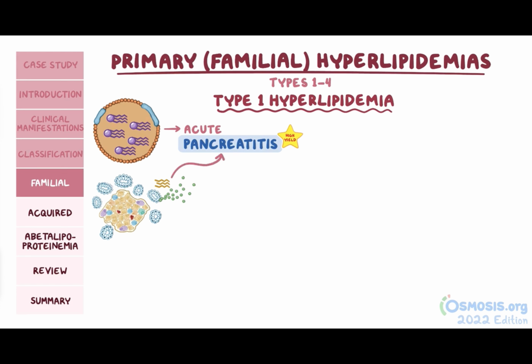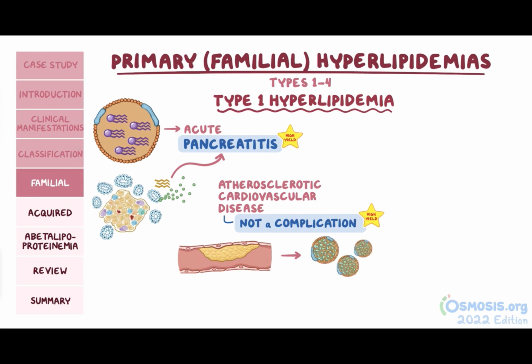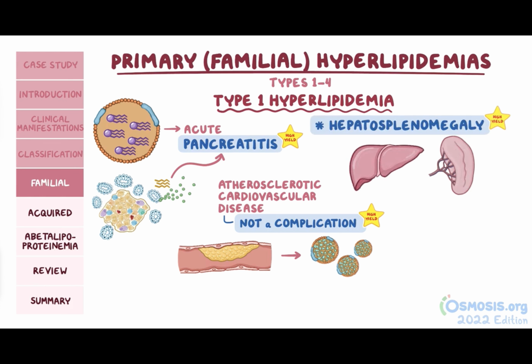Another unique feature of type 1 hyperlipidemia is that atherosclerotic cardiovascular disease is not a complication. That's because the development of an atherosclerotic plaque is usually related to the elevation of other lipoproteins, like low-density lipoprotein, or LDL, and not related to the elevation of chylomicrons. Finally, people with this condition can develop hepatosplenomegaly. An important clue that might appear on your exams is that when fasting serum is chilled, the chylomicrons will form a creamy layer at the top of the test tube.